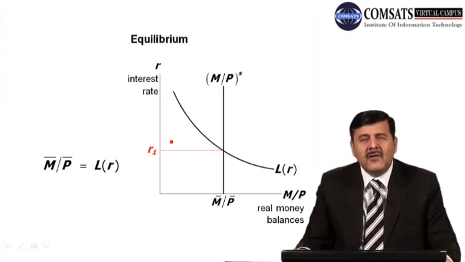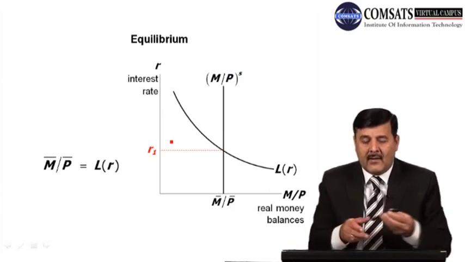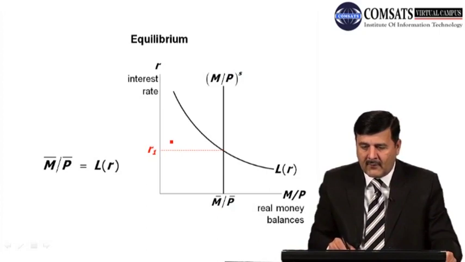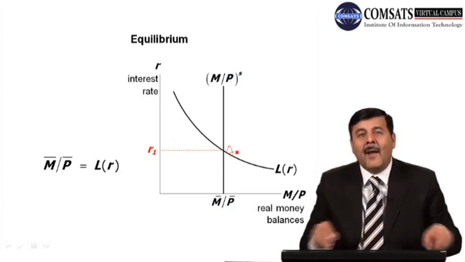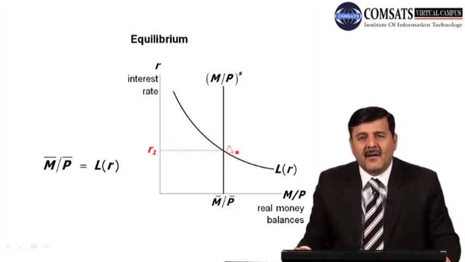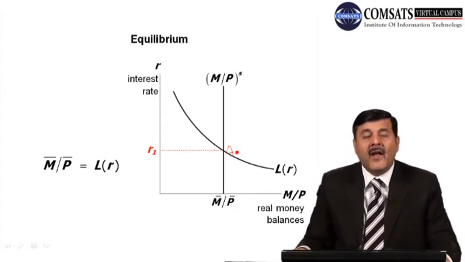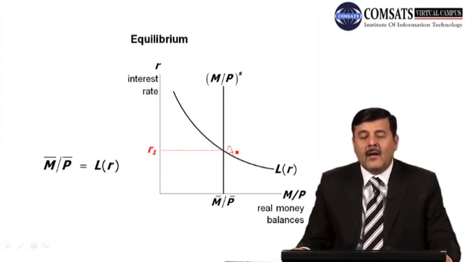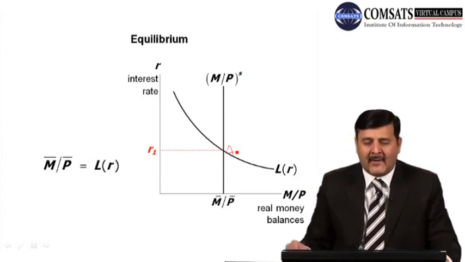Both of these two curves are intersecting each other at some point. If we give a name to this point, suppose this is point A. Now the money supply is intersecting the demand for money at point A, where the rate of interest is R1. Our money supply and money demand is M bar over P bar, or you can say M1 over P1, right? So this is the equilibrium in the money market.